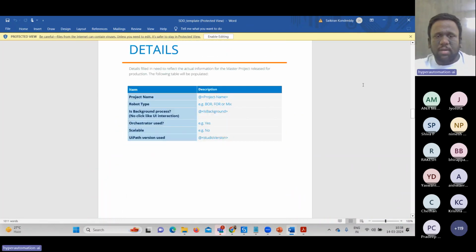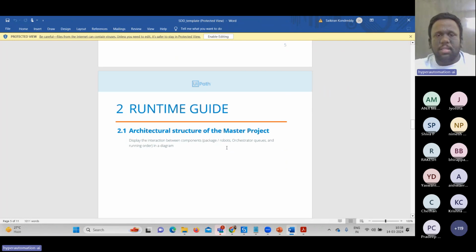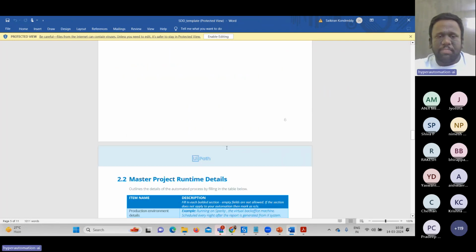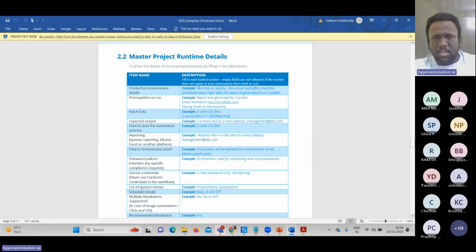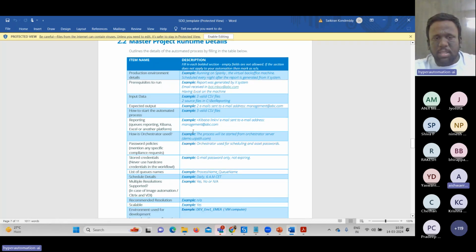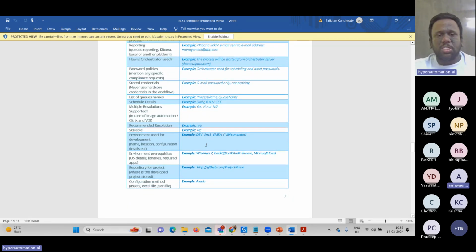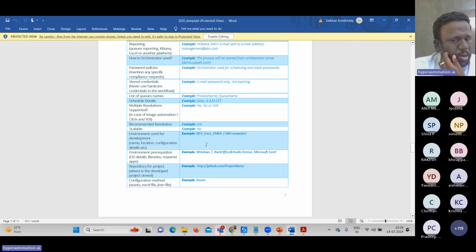So these were the contents we are going to talk about, which we're going to understand here. What is the project name and what is the type of the bot? It's like a background process or foreground process, where the orchestrator is utilized. What is the version of UiPath you're trying to utilize? So we are going to provide the runtime guide and also the environment details and also prerequisites to run. What are the things that need to be there? What is your input data, expected output, where you're gonna do these things, how the start, how the process happens, how the reporting happens, if orchestrator is utilized, where you're gonna store the passwords and all. So all these things will be taken into consideration for your particular process which needs to be automated and all, right?